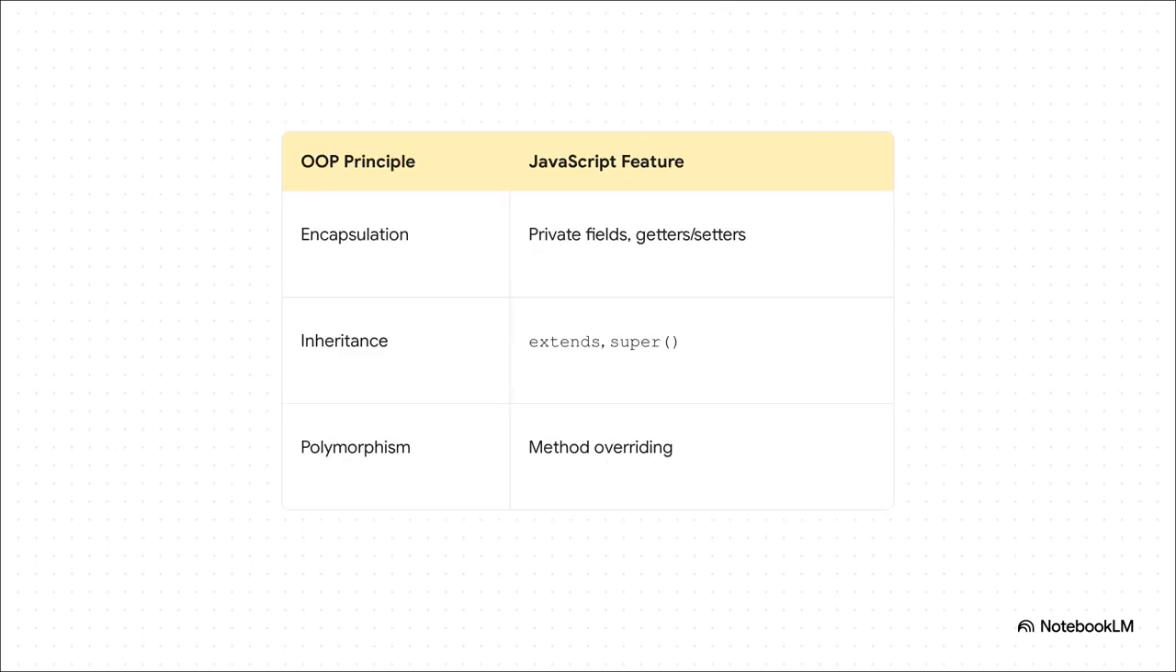And this is the aha moment. This slide connects the how to the why. Each one of those tools we just learned maps directly to a core principle of OOP. Our private fields and accessors, that's encapsulation. The extends and super keywords, that's inheritance. And when our admin had a different greet method than a user, that's polymorphism. See? It's not just a random collection of features, it's a whole design philosophy.